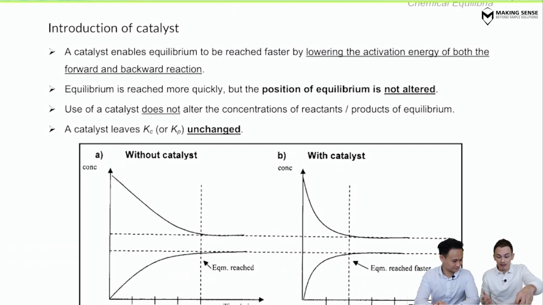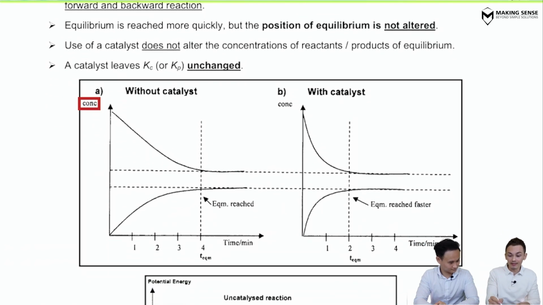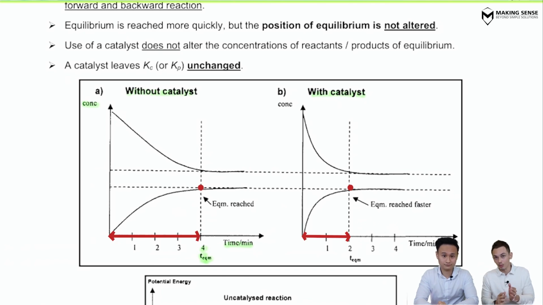So if you take a look at your graph, there is a graph of concentration against time. We can see the first graph is the one without a catalyst. Now, without a catalyst, it will take 4 minutes for us to reach a state of dynamic equilibrium. And with a catalyst, what has happened is we lower the time it takes for us to reach the same spot. So you must be mindful.